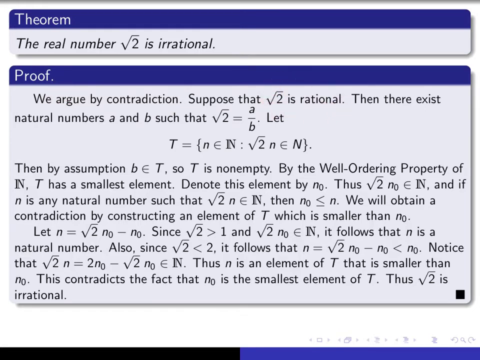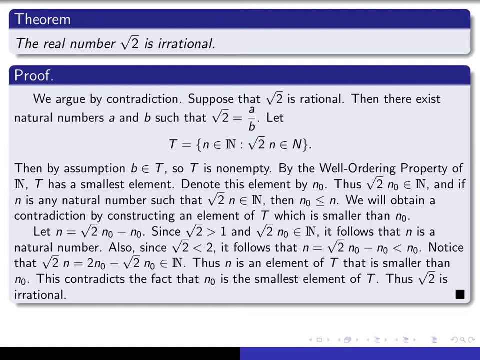So that means there exist natural numbers a and b, such that root 2 can be written as a over b. Now the key is to look at this set here. It's the set of all natural numbers such that when you multiply by root 2, you get a natural number out of it. This is a typo here. This should be the set of natural numbers.